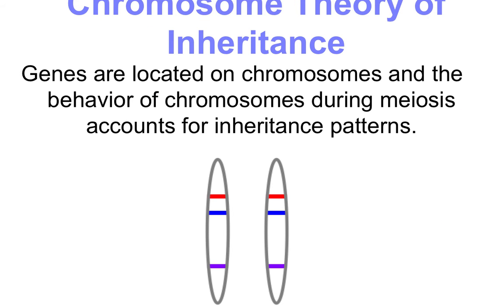There's the chromosome theory of inheritance. So genes are located on a chromosome at one location, and the behavior of chromosomes during meiosis accounts for inheritance patterns. So there's more to this than just those 3 rules. We have to have exceptions or some differences depending upon which chromosome we're talking about, because remember, they're all different sizes, so they can behave differently. And of course, you have those sex chromosomes where females have X and X and males have X and Y, so they are different.